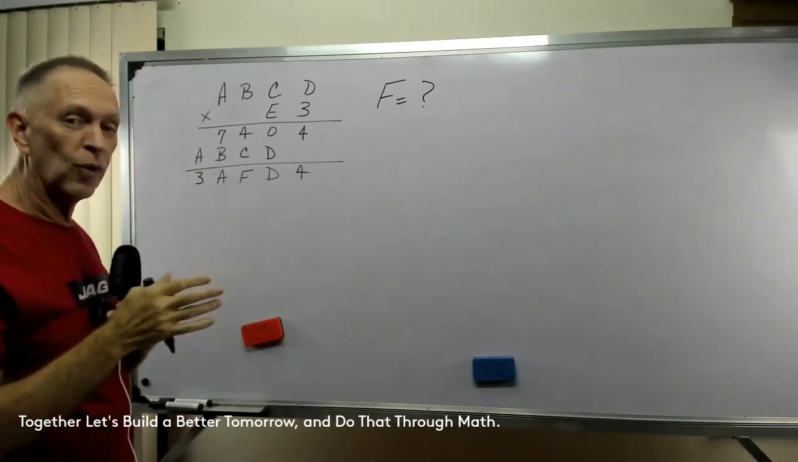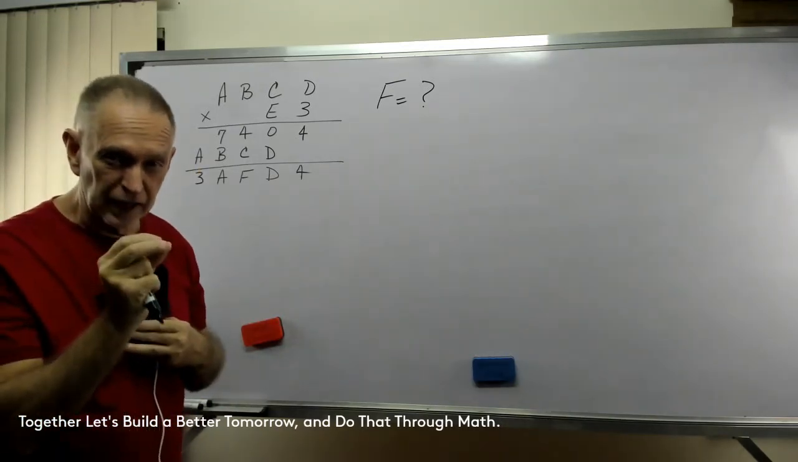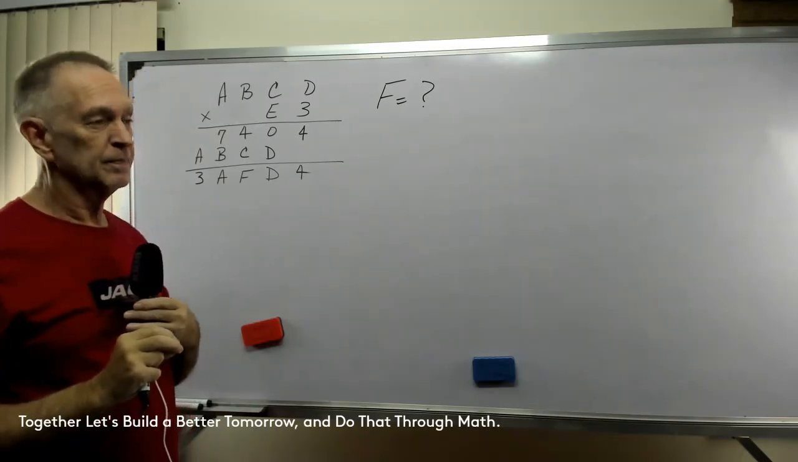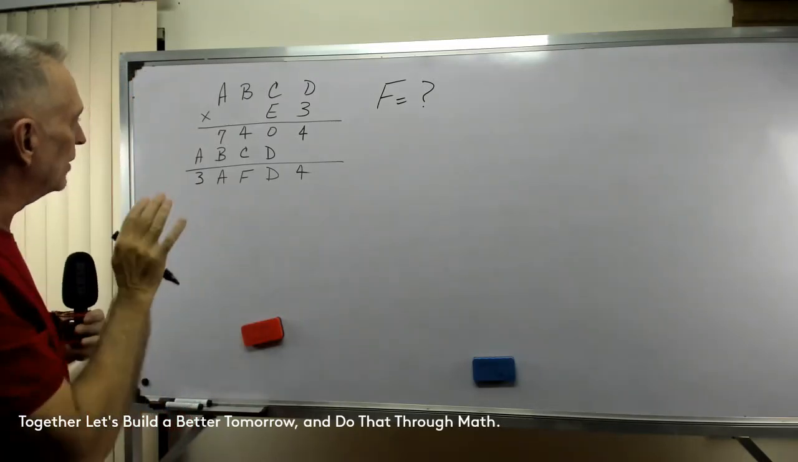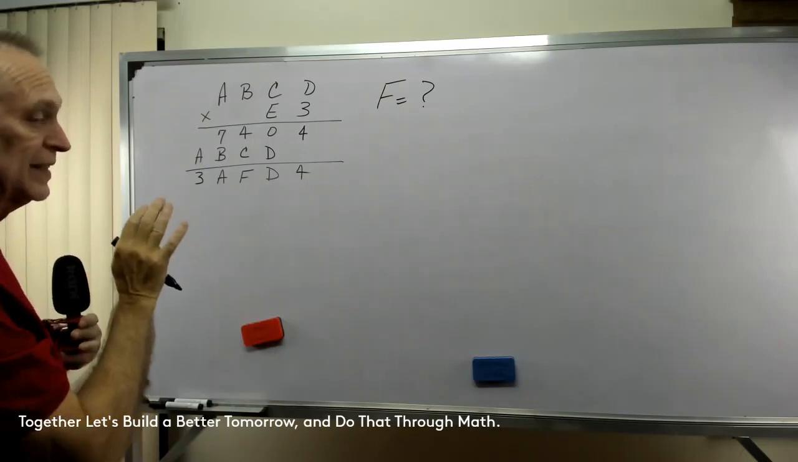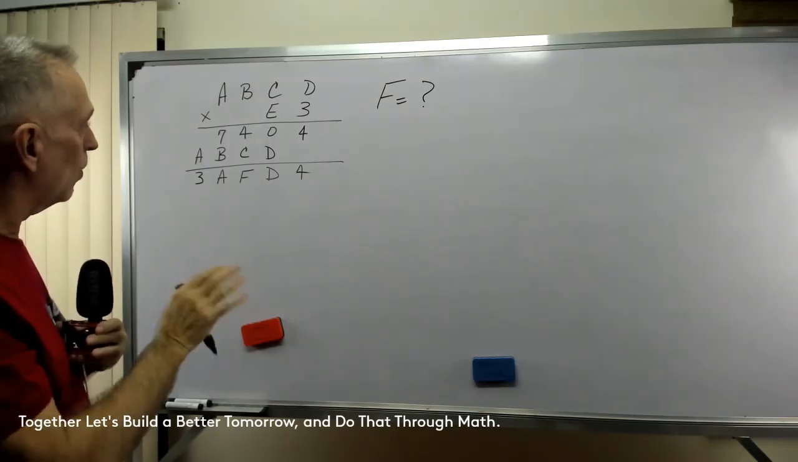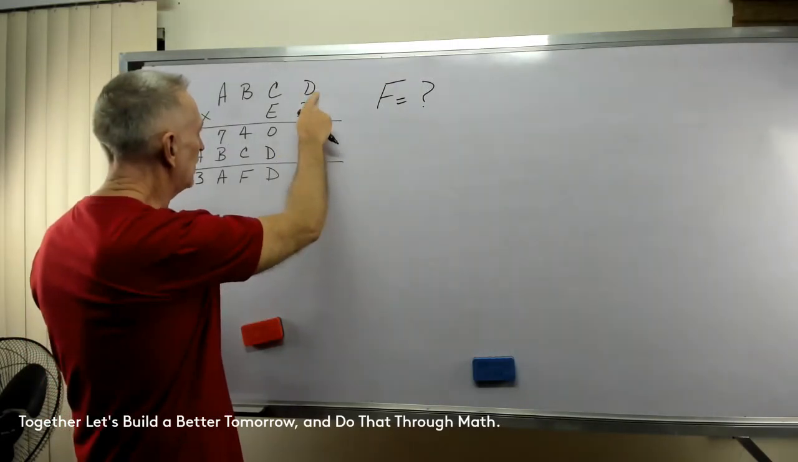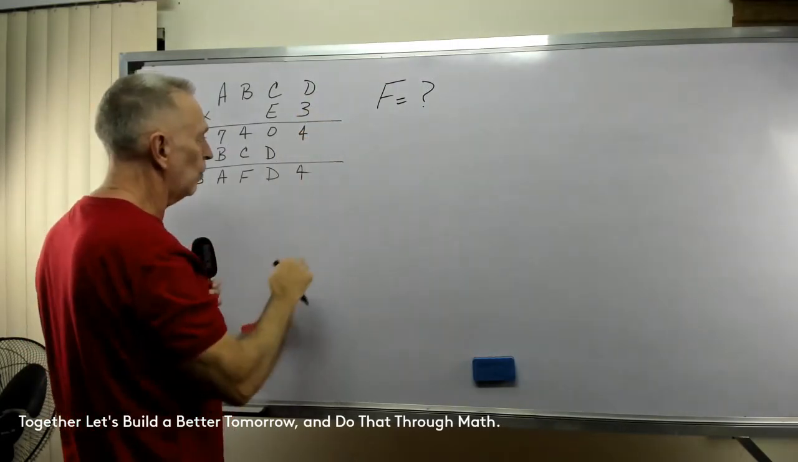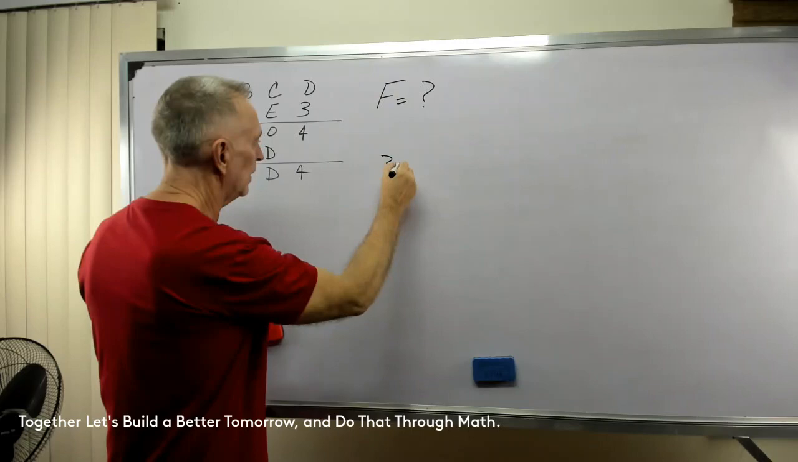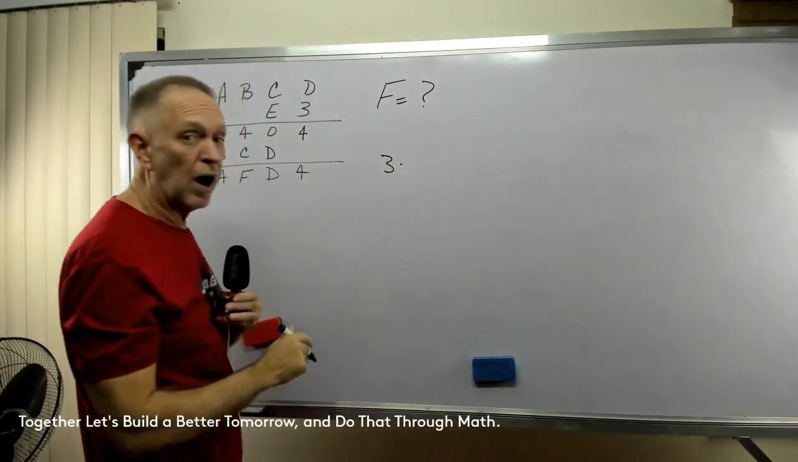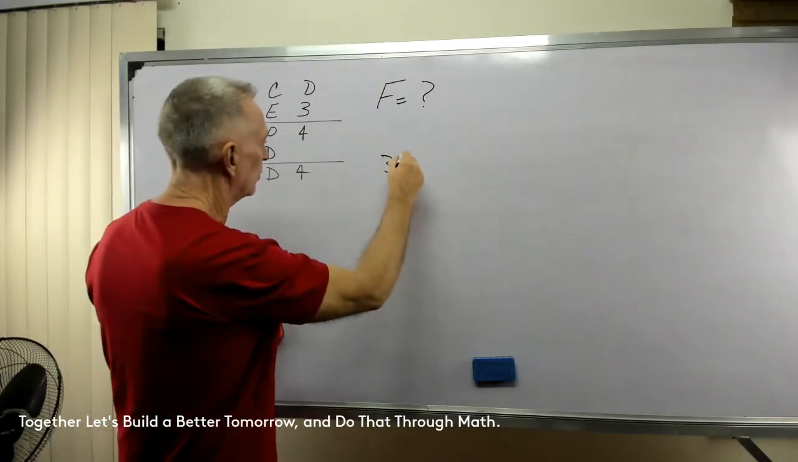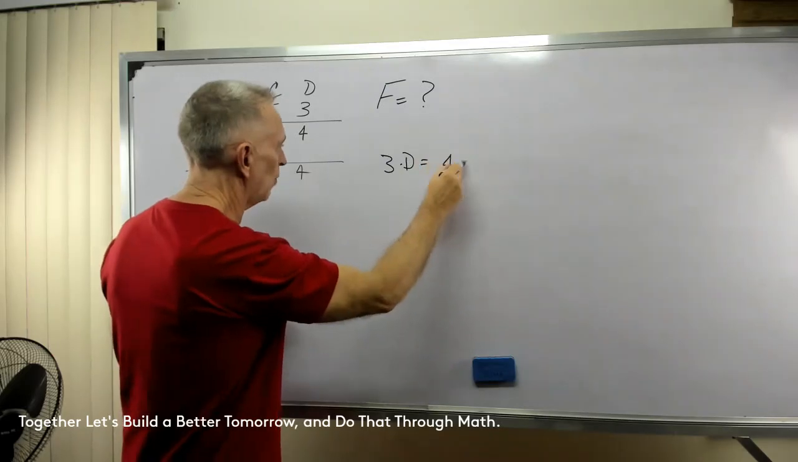Now, you can only eat the elephant a little at a time. So let's think, just back up and think about what we see that we know. One thing we see is 3 times D equals 4. 3 times, I'm just going to put a dot for multiplication. 3 times D equals 4.